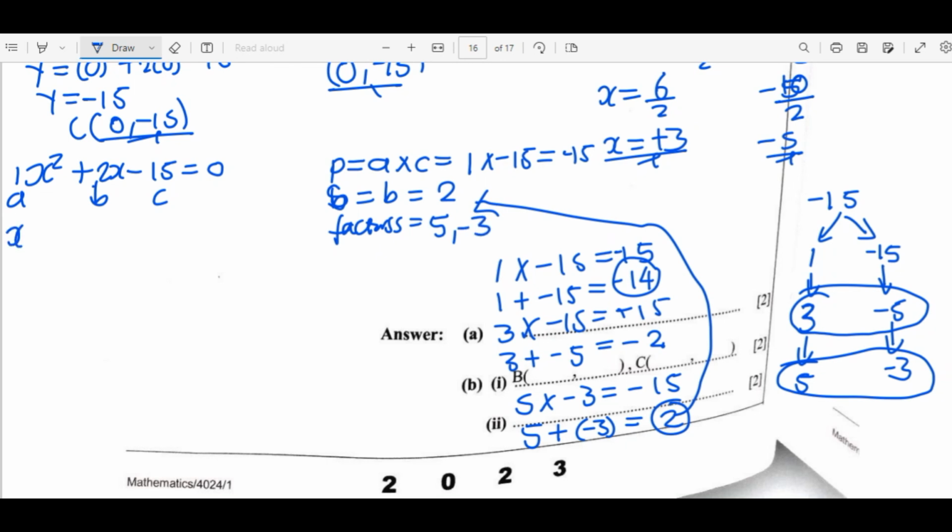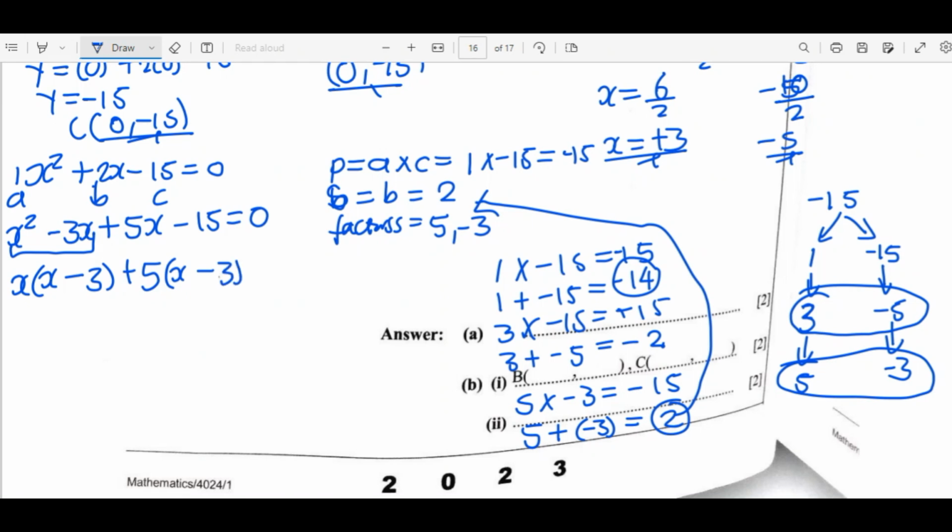So let's now continue. x squared minus 3x plus 5x minus 15 is equal to 0. The common factor here is x. x into x squared is x, x into 3x is 3, so x(x - 3). Plus, here the common factor is 5. 5 into 5x is x, and 5 into 15 is 3, so 5(x - 3) is equal to 0. You can see that these two brackets are the same, so we take one of them: x minus 3. Then the other forms a bracket, which is x plus 5.